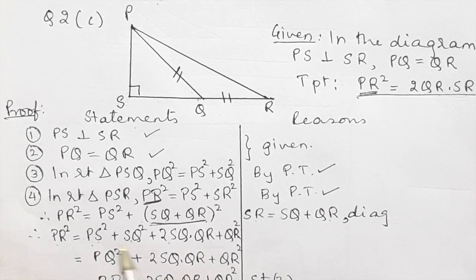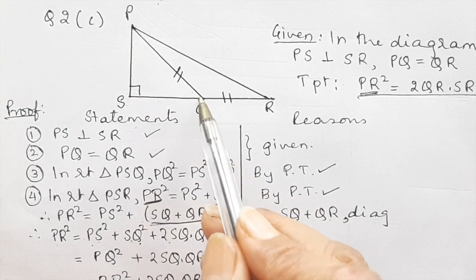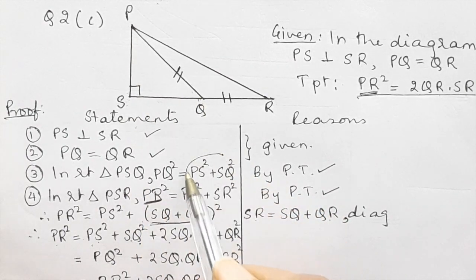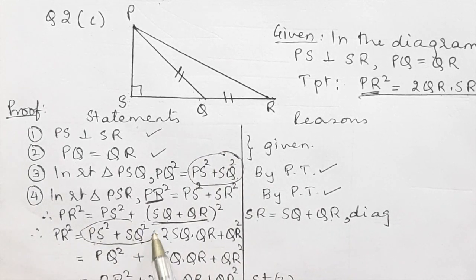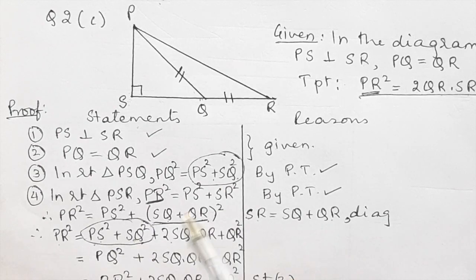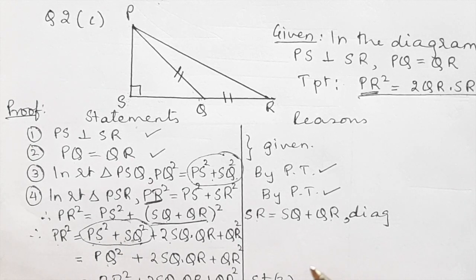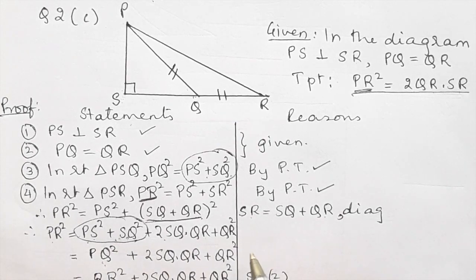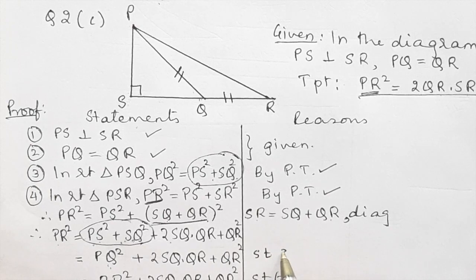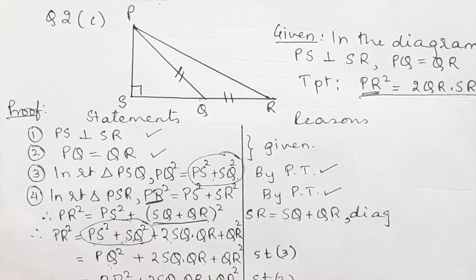Now look at PS square and SQ square. Look at the diagram, PS square and SQ square. Can you see PS square and SQ square? If you add them, can you see this? Can you see this? So in place of this, we will write PQ square. So there we have written PQ square. So you see that all we are doing is just developing this answer now. So this is PQ square and this will be from statement 3. This as it is to SQ into QR and this as it is.